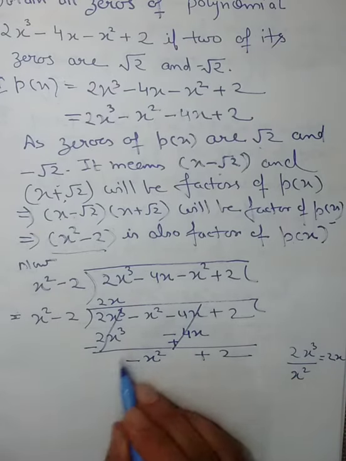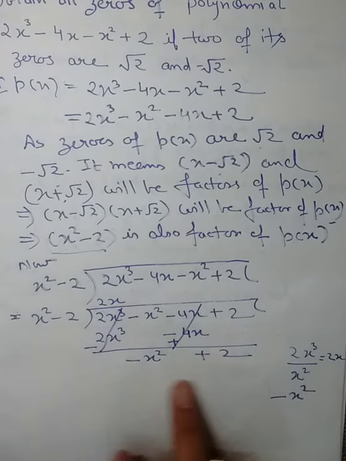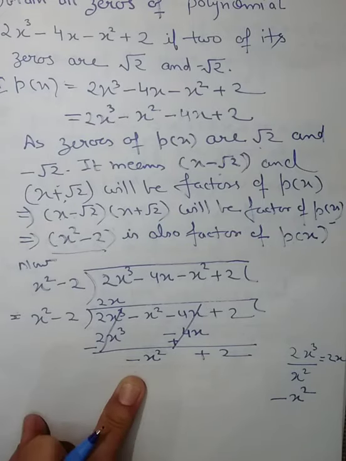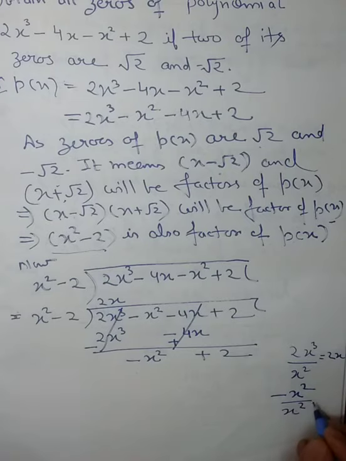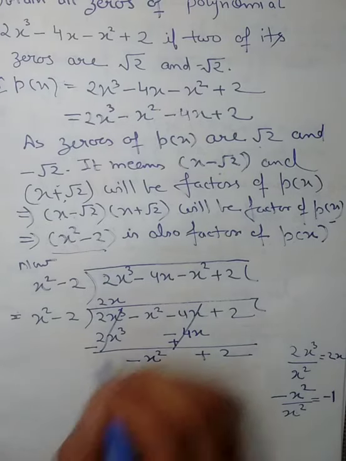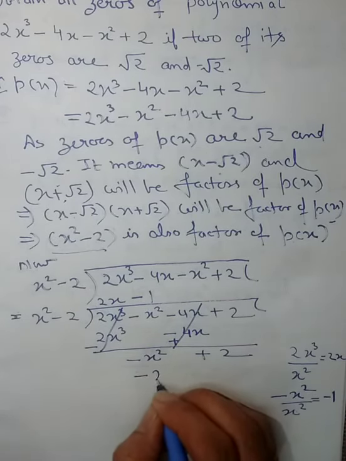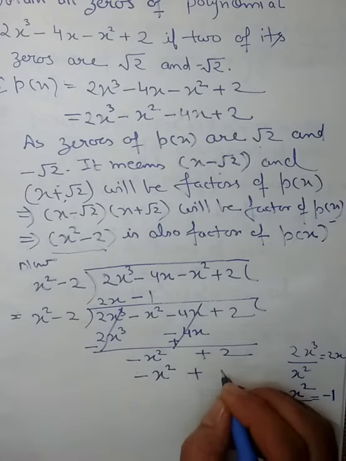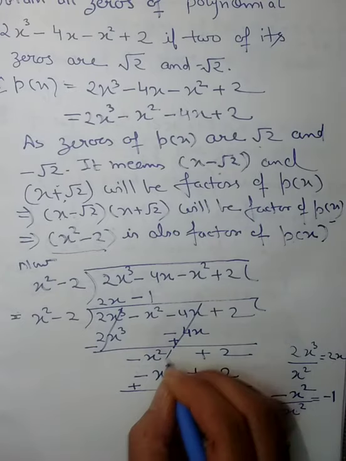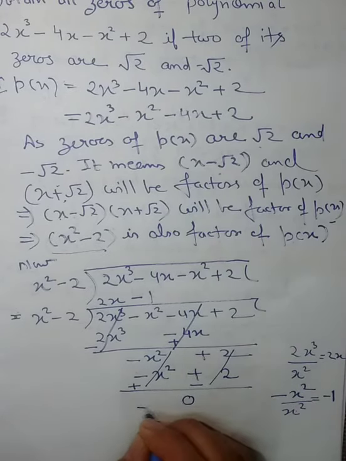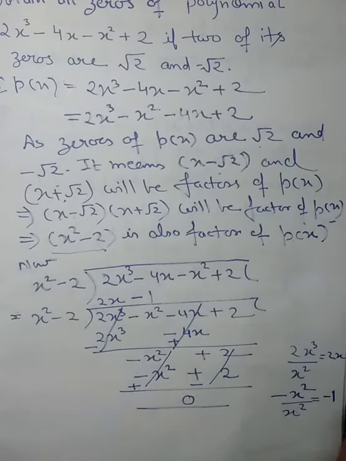Here again, what is the highest degree term? Minus x square. The highest degree term of the new dividend is minus x square, and here the highest degree term is x square. So if we divide this, we will get minus 1. Now x square minus 2 multiplied by minus 1, we will get minus x square plus 2. Again we will subtract this from this, sign will change. We will get remainder 0. And as I told, this is a factor of p(x), so the remainder should be 0.